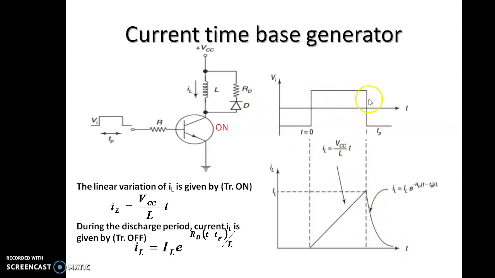So again, a pulse has been converted into a ramp waveform. Why are we calling this a current time base circuit? Because here its output current increases linearly with time. Hence we can say this circuit is a current time base generator. These current time base circuits find wide applications in television and radar displays.